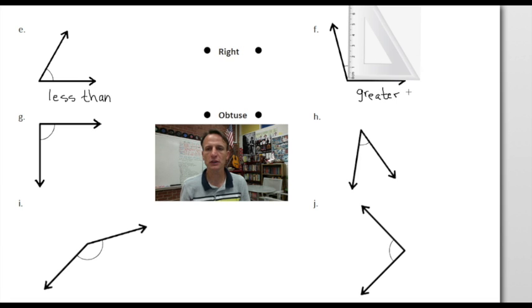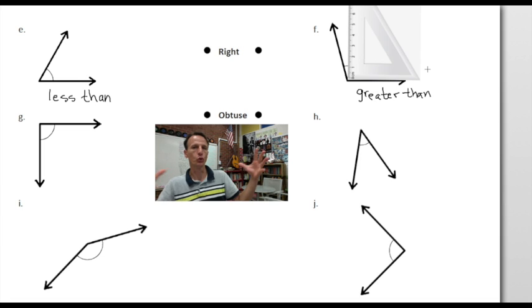And don't the words, I was having a long discussion with my daughter about this recently, don't the words actually kind of sound like what they mean? Obtuse is bigger than right. So right is that corner. Obtuse is bigger. And acute is smaller than a right angle. Doesn't that make sense? It works for me anyway.